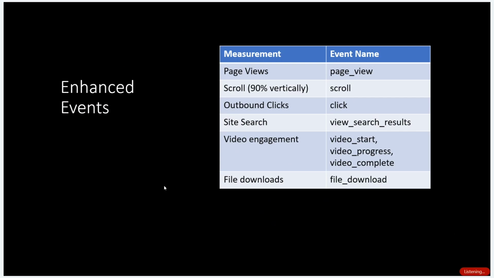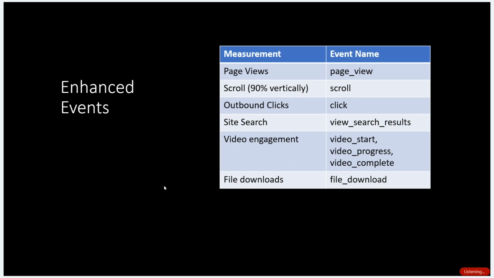Then there's when somebody clicks on a link that takes them to an outside domain. So if you have a Twitter link, Facebook link, or YouTube link on your site, or maybe somebody else's link, when a user clicks on that link, a click event gets triggered. And all these events then have parameters that can tell you which URL the person clicked on, etc. Site search: if you have on-site search, then a view search results event gets triggered. Video engagement, this is YouTube video start, video progress, video complete. All these events get triggered. These are enhanced, so they are automatically triggered for you.